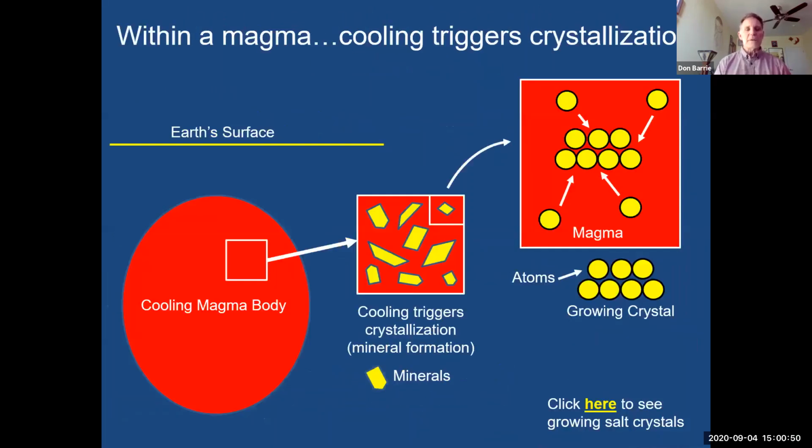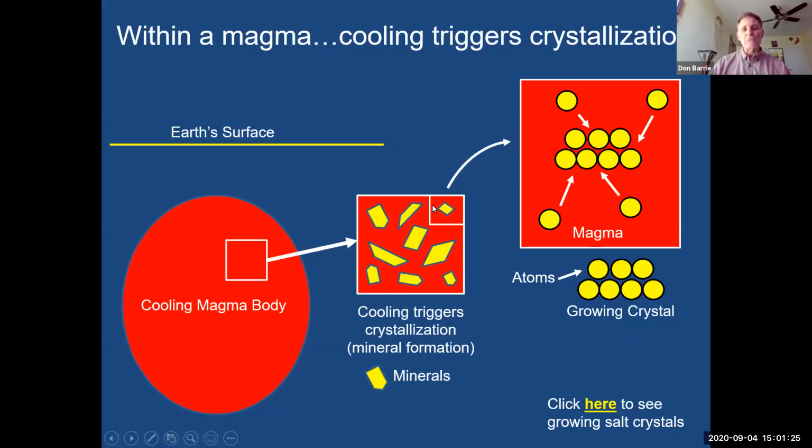So here's a slide to summarize what happens during the cooling and crystallization process in a magma, a blob of molten rock beneath Earth's surface. As the magma body cools, in the left-hand diagram, it loses heat energy to the surrounding environment. And as it does so, the temperature of the magma body drops. And at a certain point, crystals, that is minerals, will spontaneously begin to form in the cooling magma. That's what the yellow shapes represent.